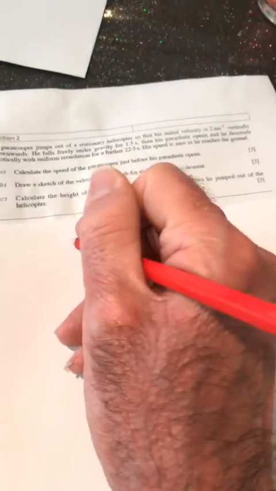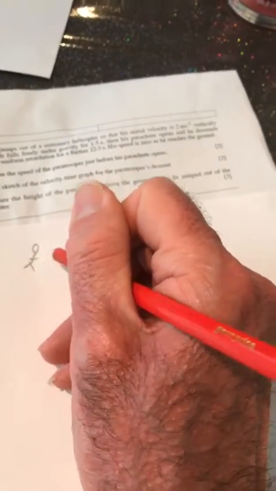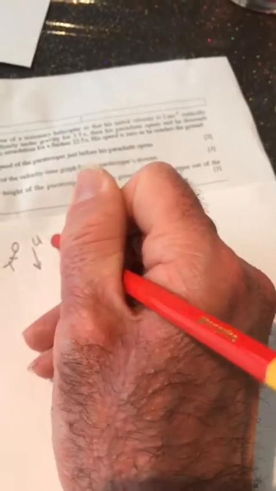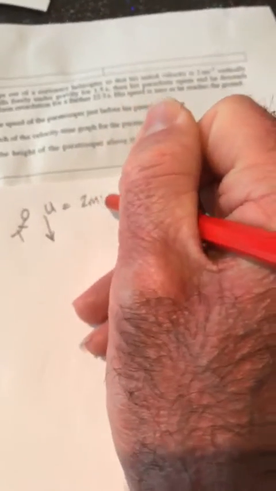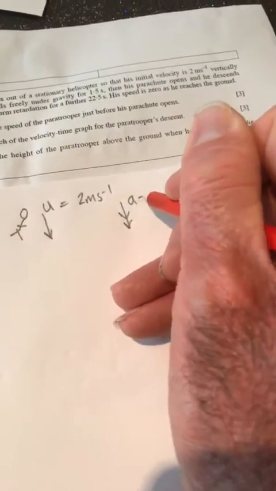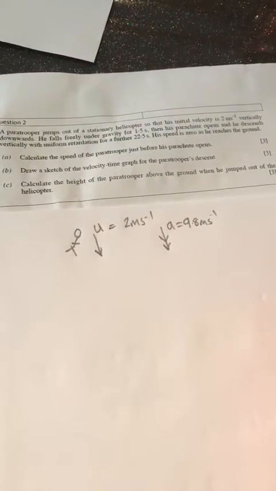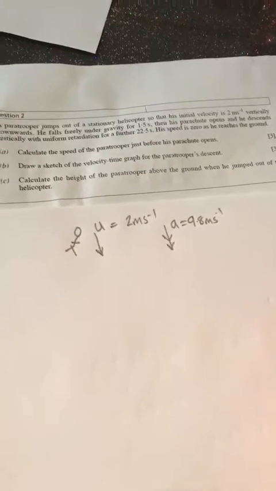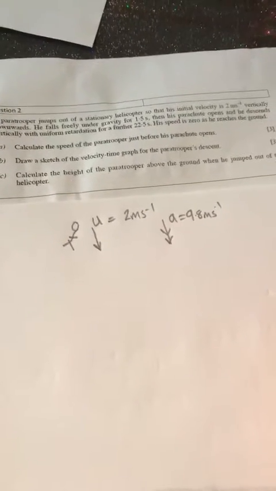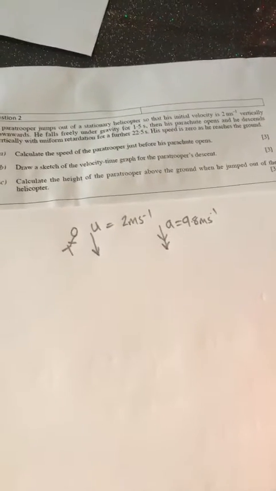Okay, so in this situation, he's falling to Earth at pace, and his initial velocity is equal to 2 meters per second. However, gravity is also acting in that direction, 9.8 meters per second squared. He falls freely under gravity for 1.5 seconds, and his parachute opens, and he descends vertically with uniform retardation for a further 22.5 seconds. His speed is 0 when he reaches the ground.